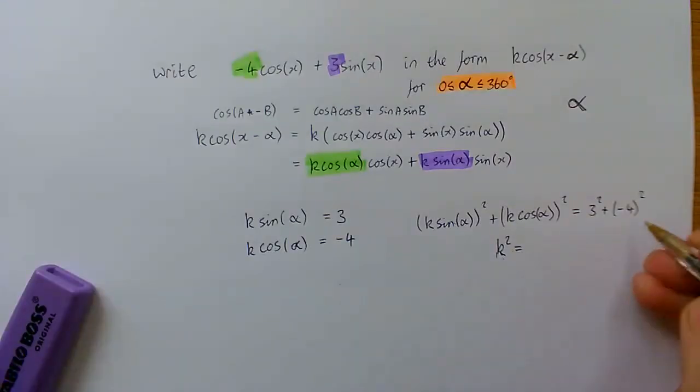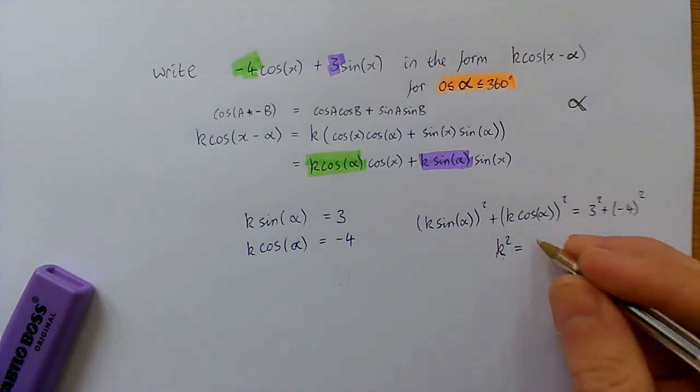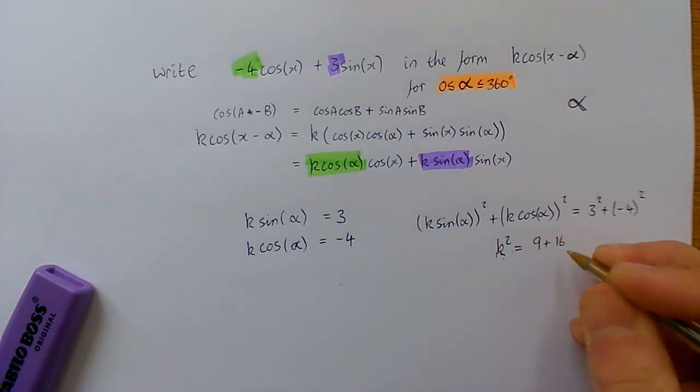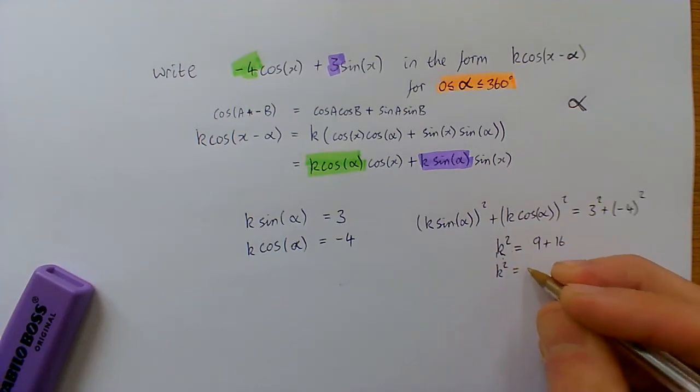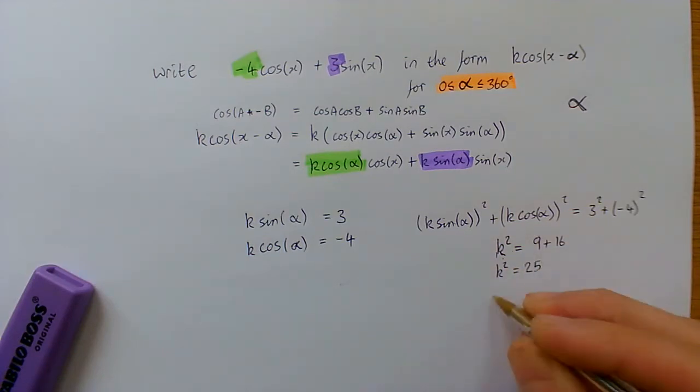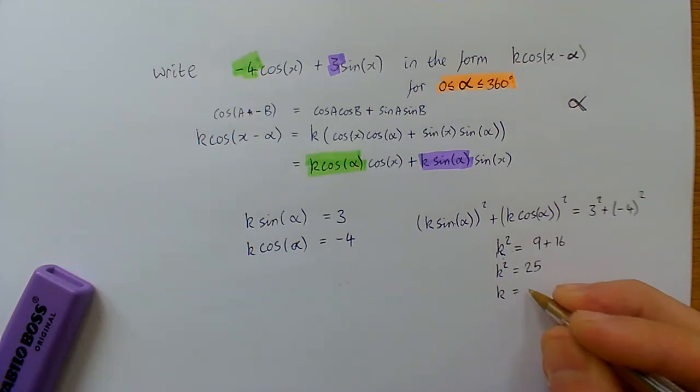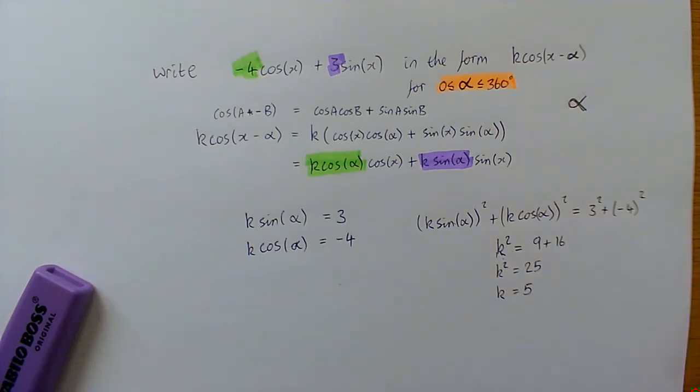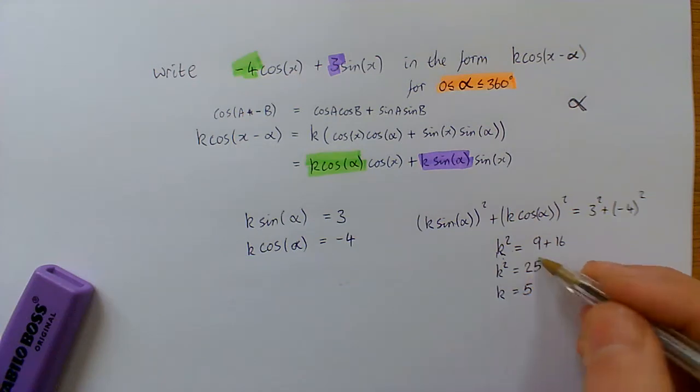So k squared here is equal to, well, 3 squared is 9, minus 4 squared is 16. So we get k squared equals 25. And so k equals 5. Now, you might say, could it be minus 5? Because we've got a square root here.